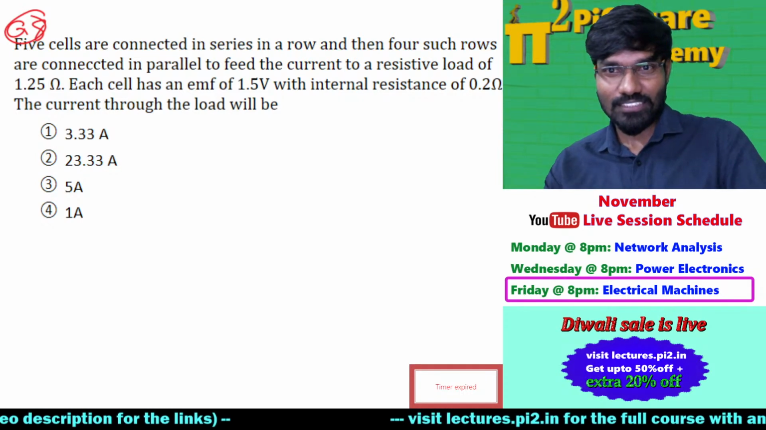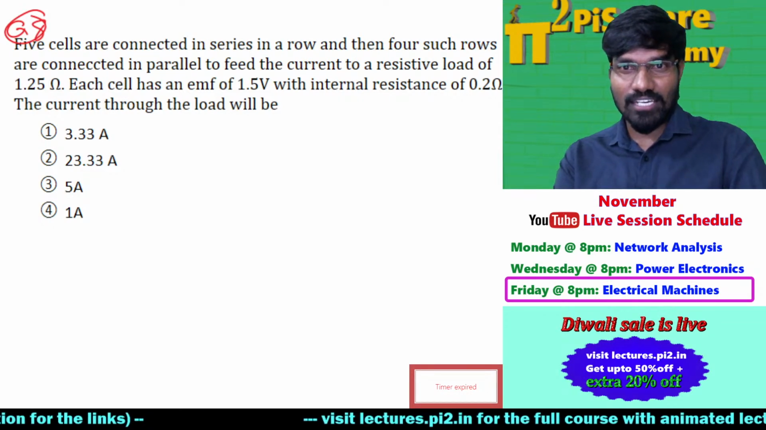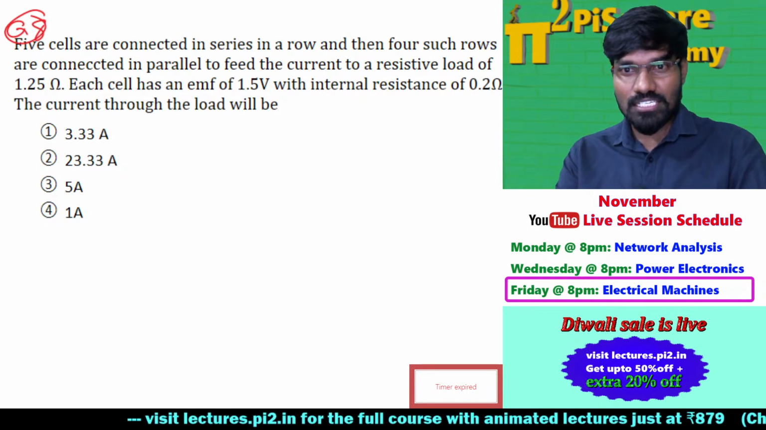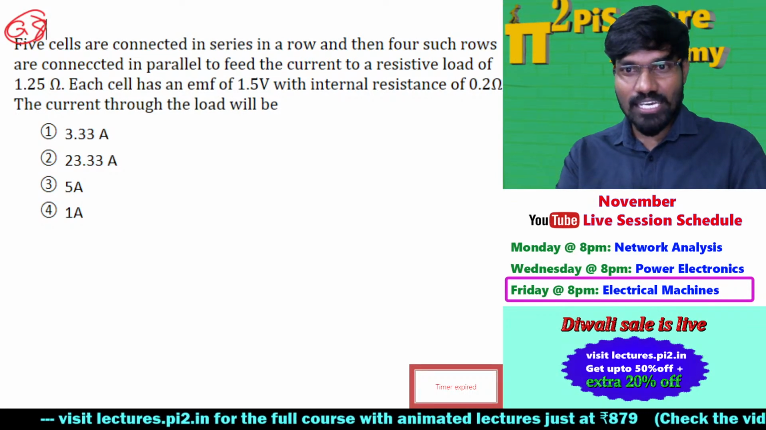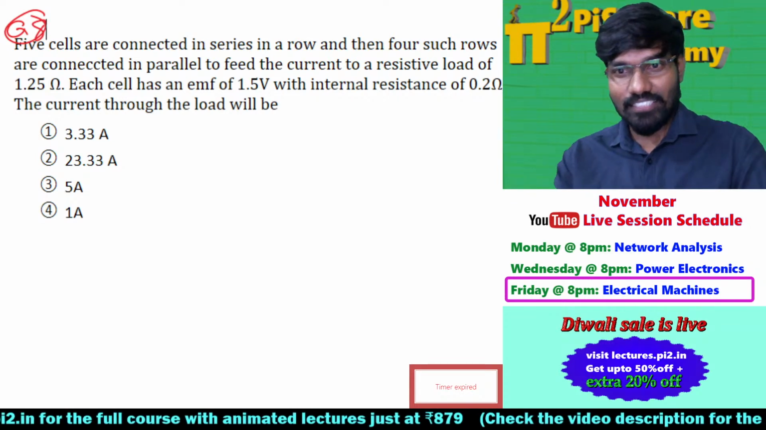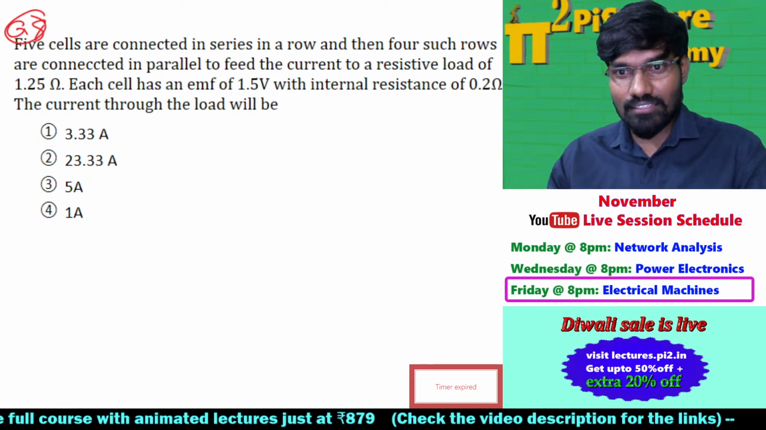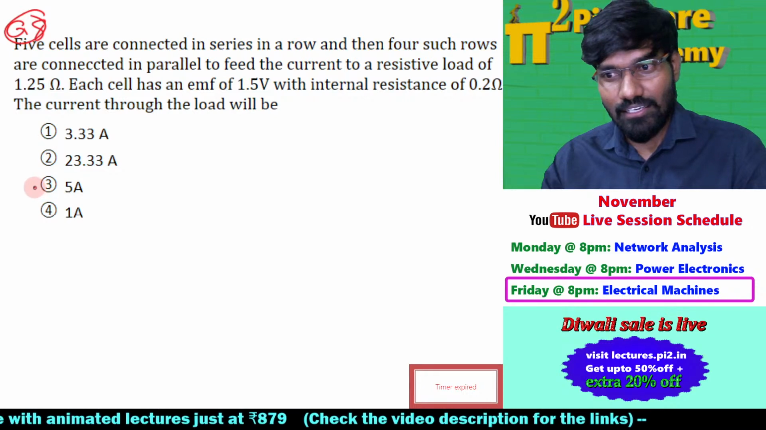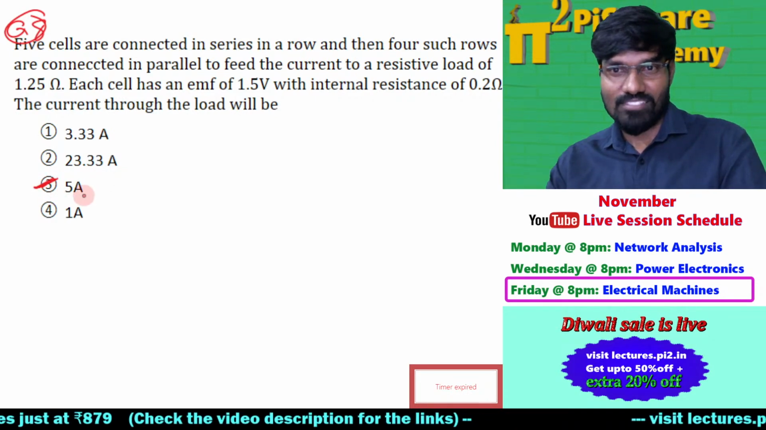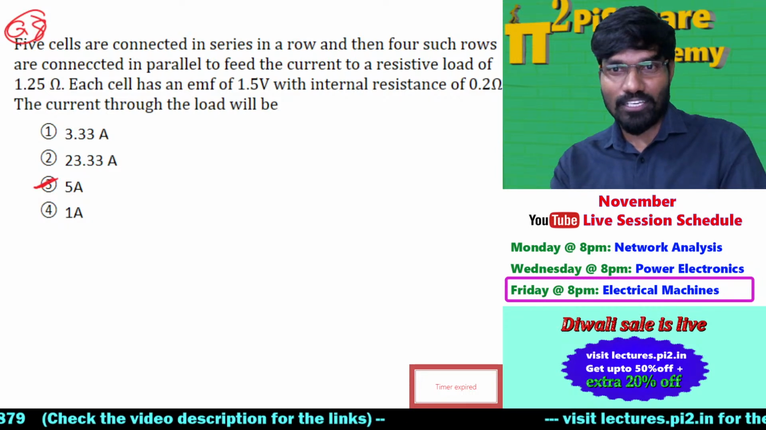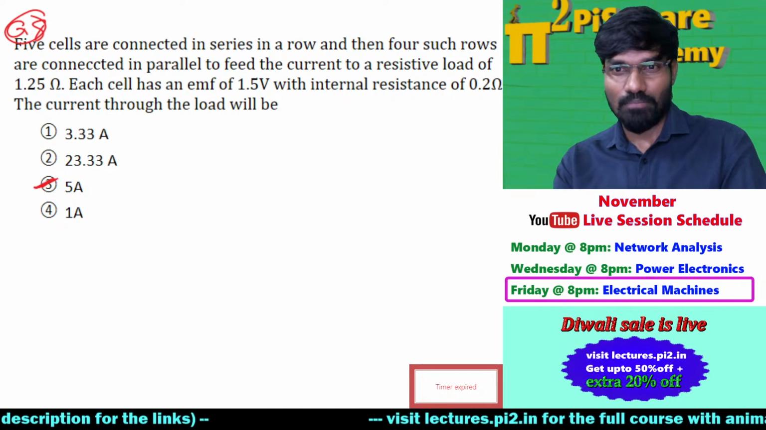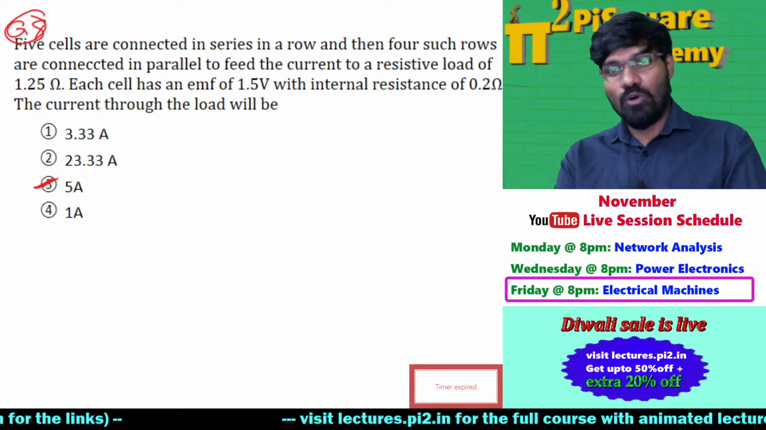The first guy who said the answer is Razu, then Manoj, then Sridhar is also saying correct. Priyaraj has also said yes. The correct answer for this is 5 amperes. So whom to give the offer? Raju responded much faster. Tell me, Raju, how did you calculate?